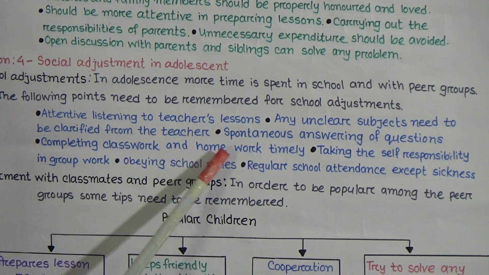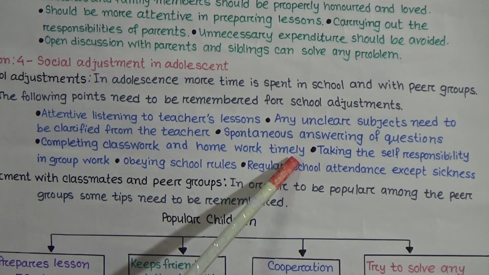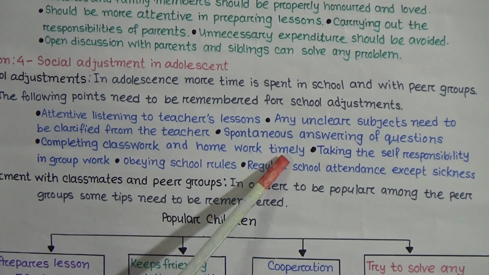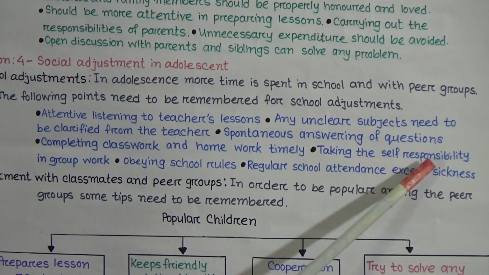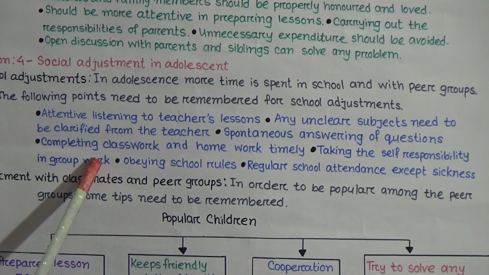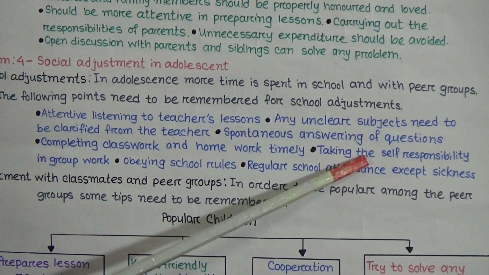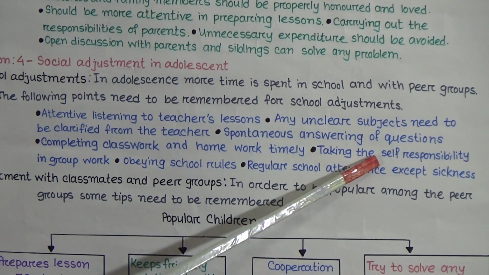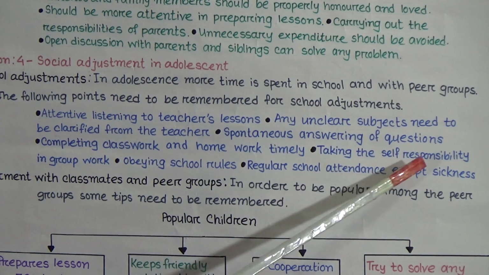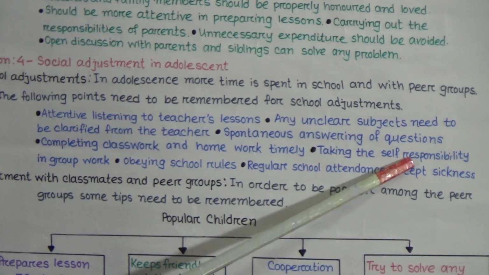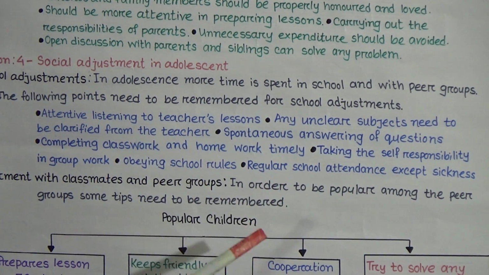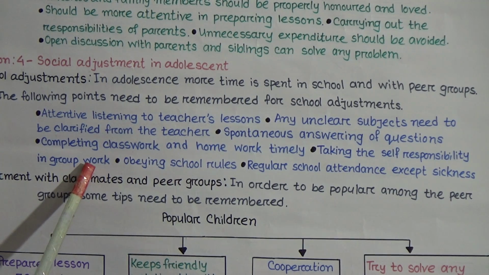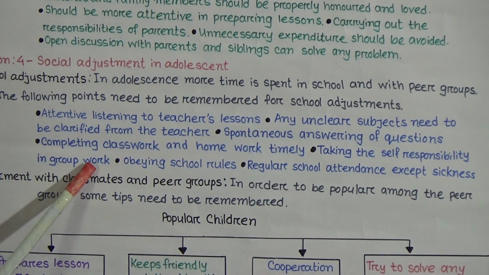Next, completing classwork and homework timely. As you are a student, you have some classwork and homework you have to do. You have to complete all this regularly and timely. Taking self-responsibility in group work. As we know, this is adolescence time, and most of the time we spend in school and with our friends and groups. So we have to take responsibility for our groups. Here we can show our leadership, and from any group work we can learn a lot. That's why we have to take responsibility and involve ourselves.